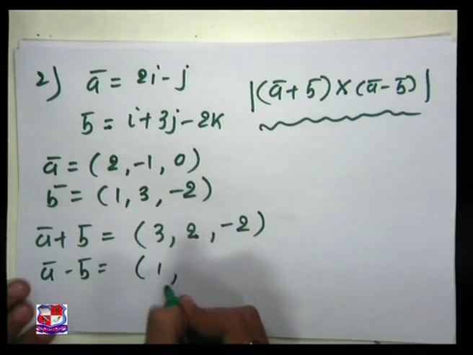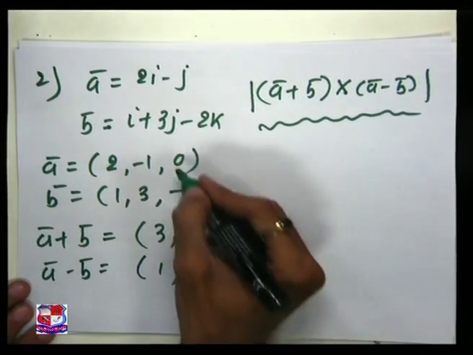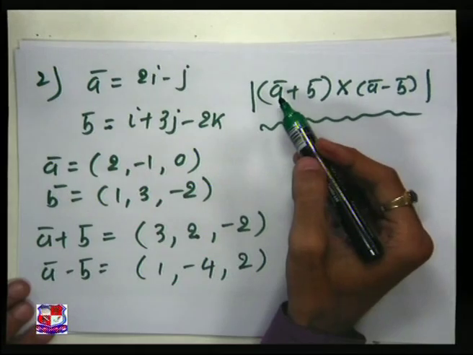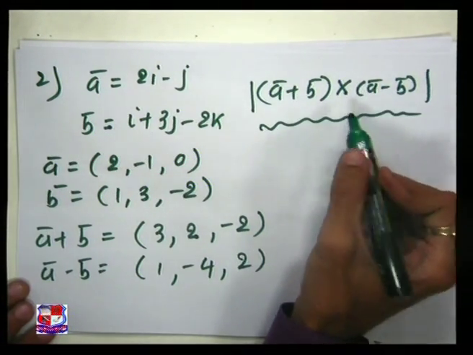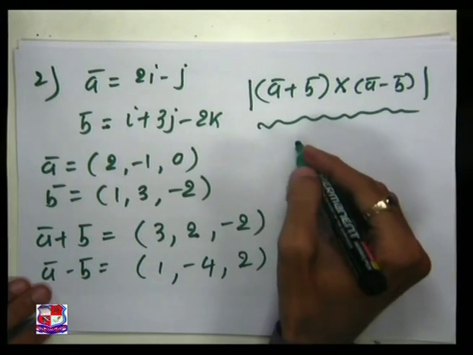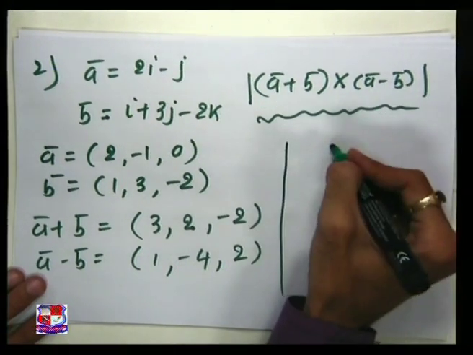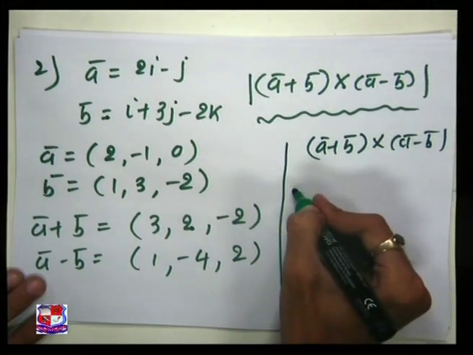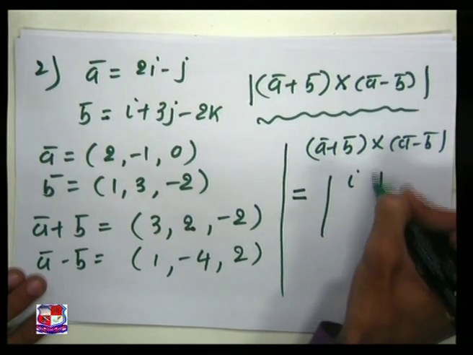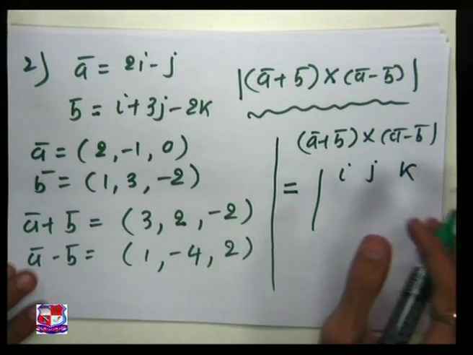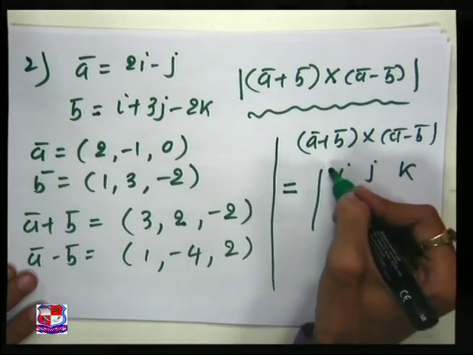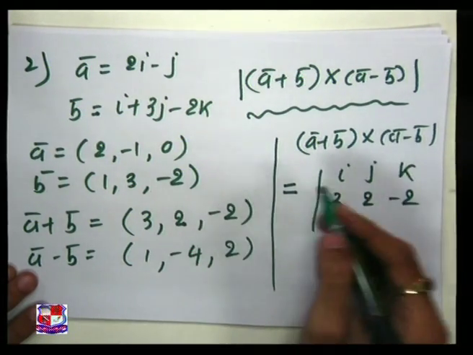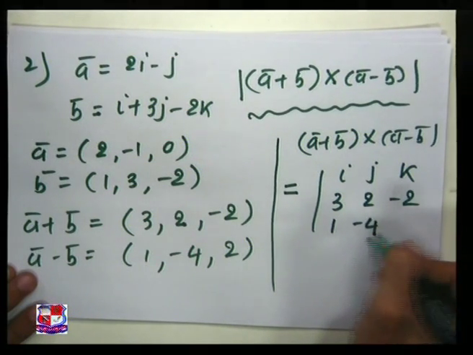And a bar minus b bar is 2 minus 1, that is 1, minus 1 minus 3, that is minus 4, 0 minus minus 2, that is 2. So 1, minus 4, 2. We want to find a bar plus b bar cross a bar minus b bar. So here a bar plus b bar cross a bar minus b bar is given by the determinant of i, j, k, the elements of a bar plus b bar, that is 3, 2, minus 2, and a bar minus b bar, that is 1, minus 4, 2.